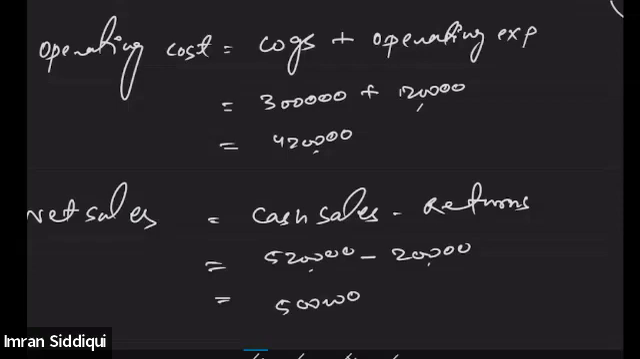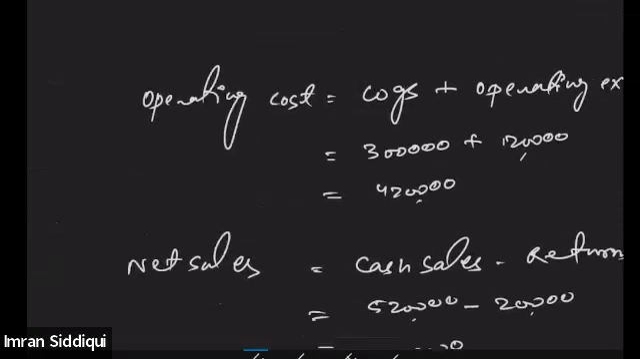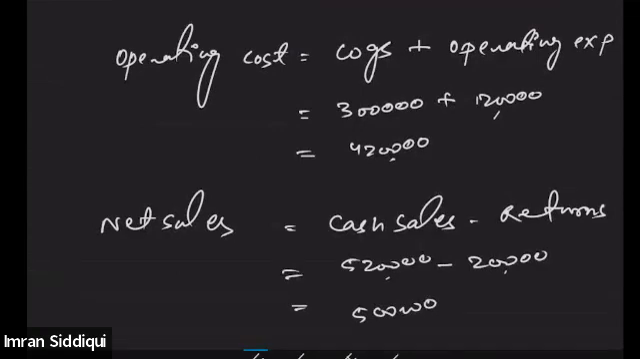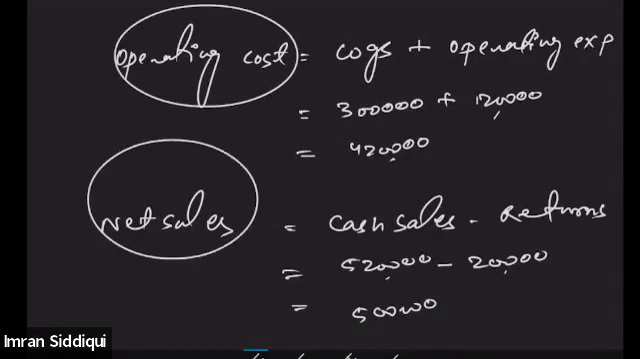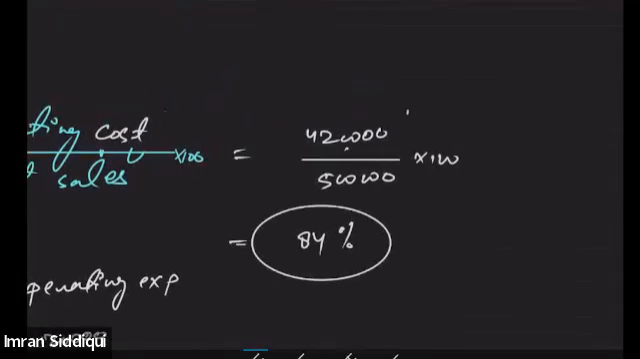If you talk about the operating profit ratio, in order to find it out, you just need to subtract the operating cost from the net sales. You will get the operating profit, and the same profit can be put here, and you will get the operating profit ratio. Done.